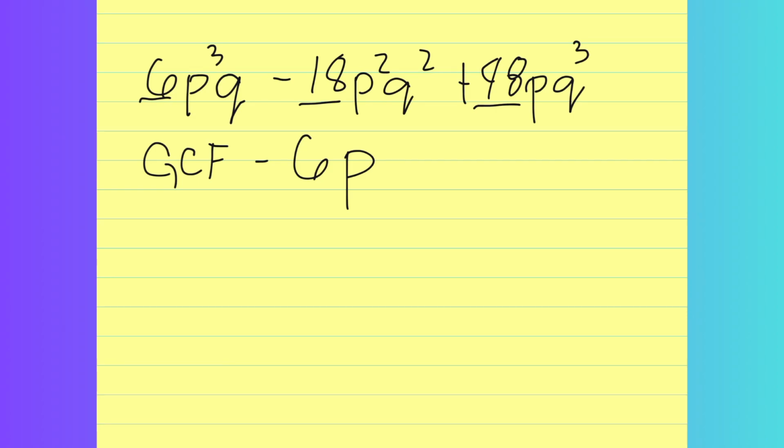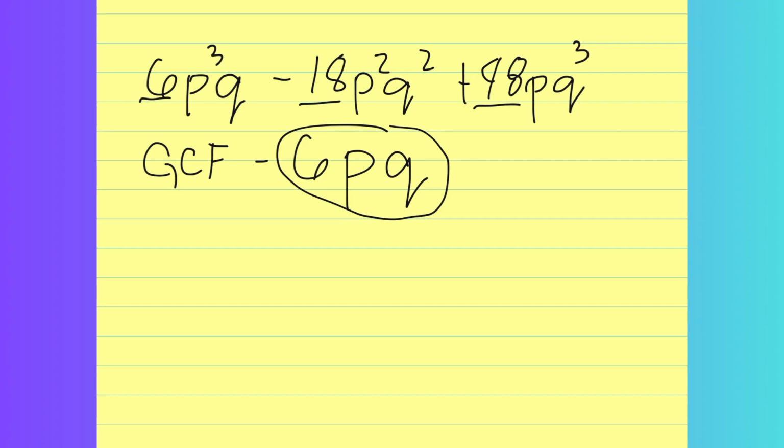Now, look at q. On the first term, we have only q. On the second term, q squared. On the third term, q cubed. So, therefore, the smallest exponent of q is 1. Therefore, the greatest common factor of q is q. And for the given polynomial, its greatest common factor is 6pq.